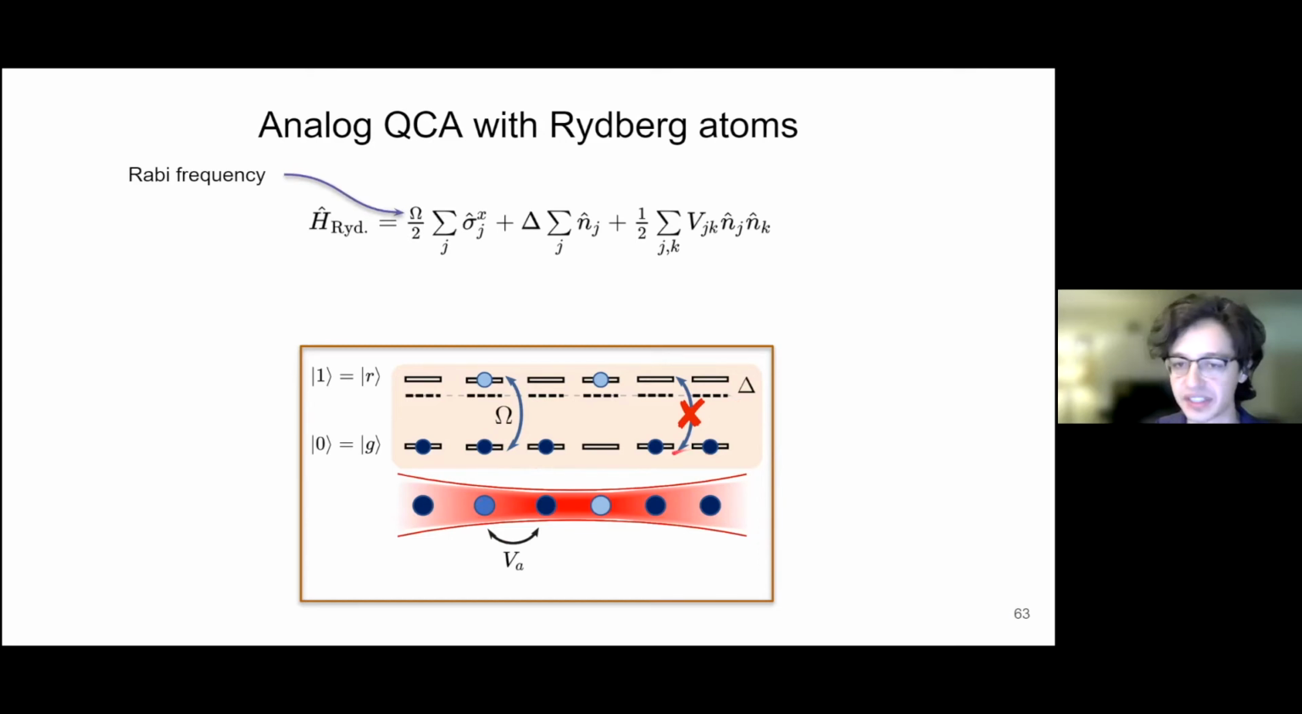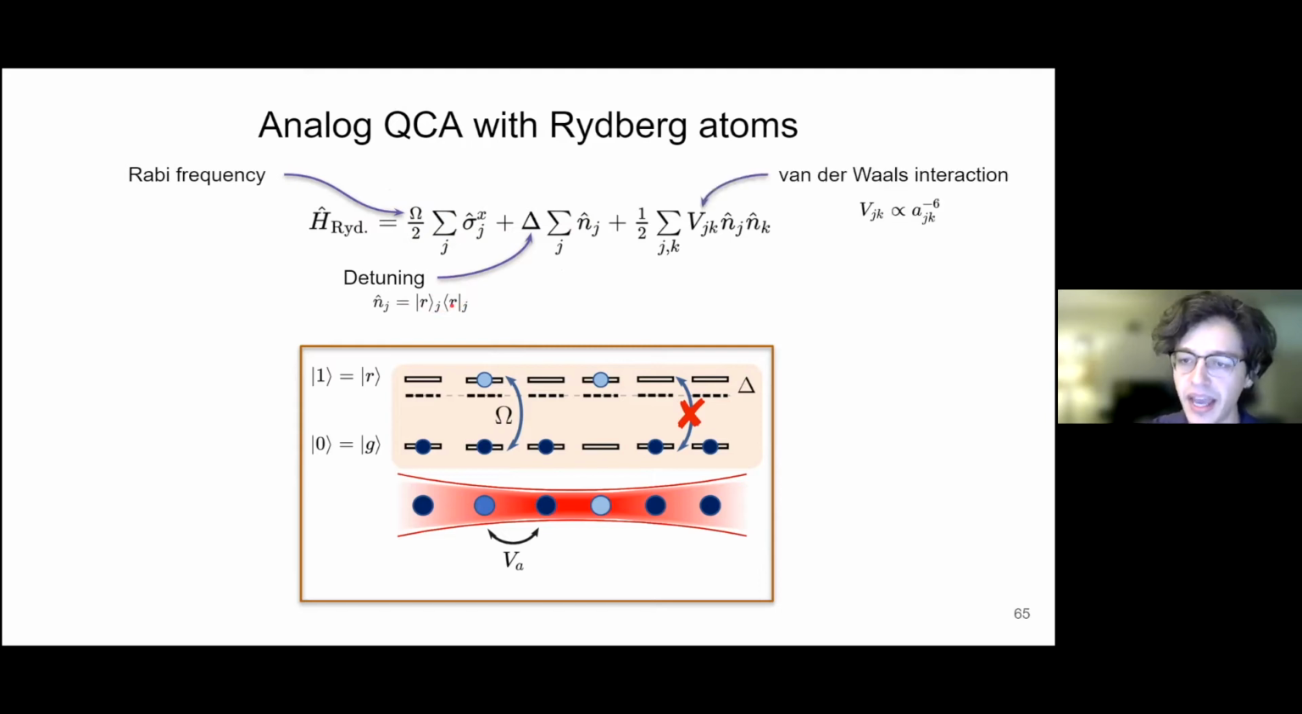And so the Hamiltonian for this system looks like this. There's a term for the Rabi frequency here, coupling the 0 and 1 states. There's a detuning term here, and this N operator is basically just the projector onto the Rydberg state. And there's a van der Waals interaction term here. The important thing about this interaction energy is that it scales with distance as the distance between qubits to the -6 power. So it falls off very quickly, and that leads to these local interactions, which we can use to constrain updates to provide QCA-like behavior.